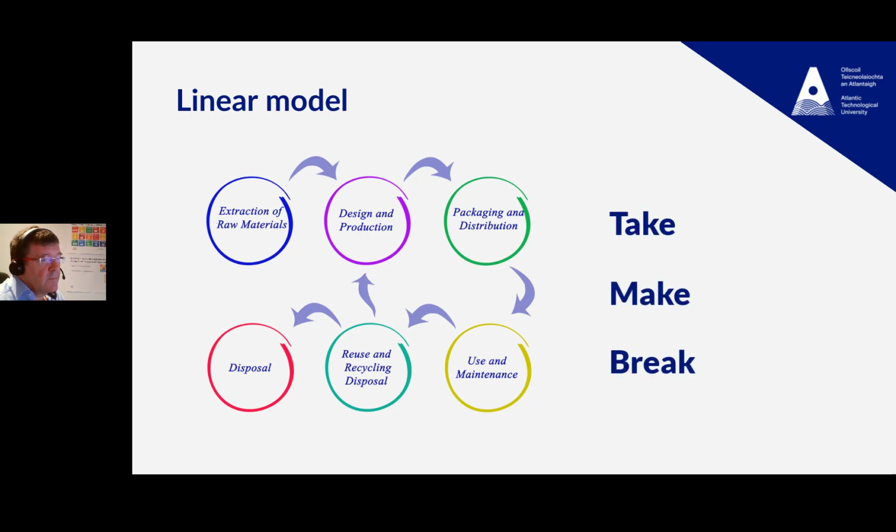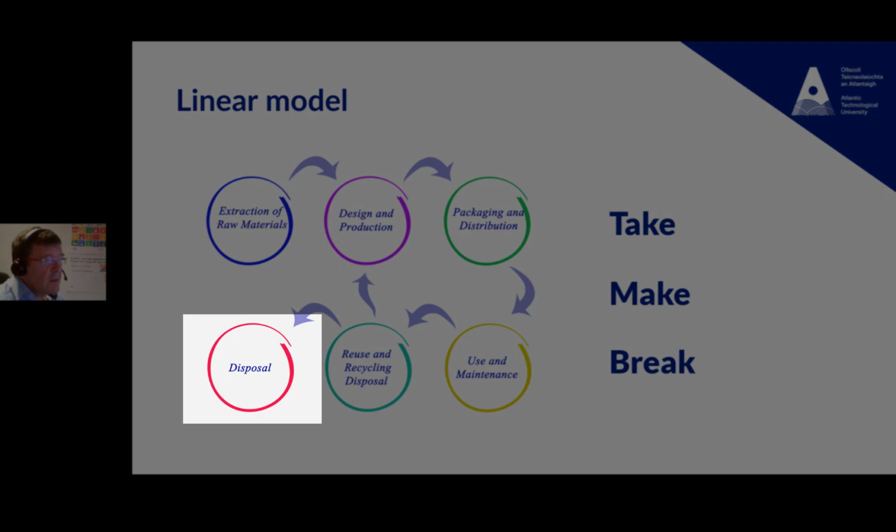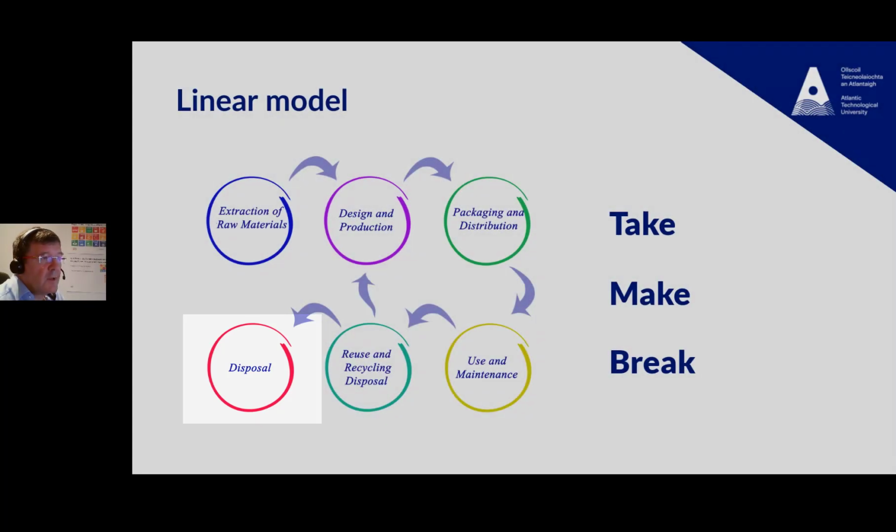And you can see from the illustration there that it starts with extracting raw materials, so we're taking it from the ground. We start to make things then by producing, distributing, and retailing. We then use it, and then once it's finished, we break it up, it becomes waste. That is the linear model, it's the current model of economics that we have.